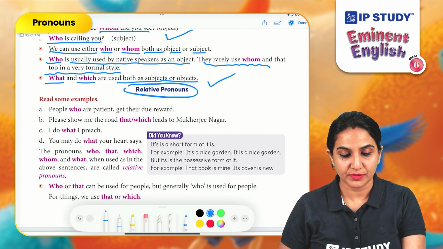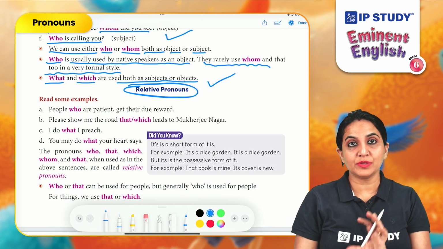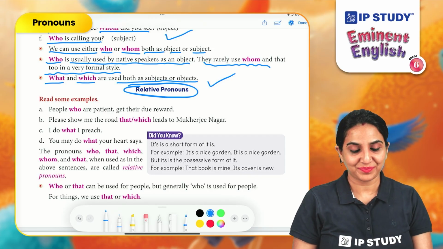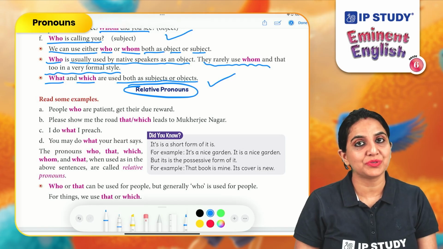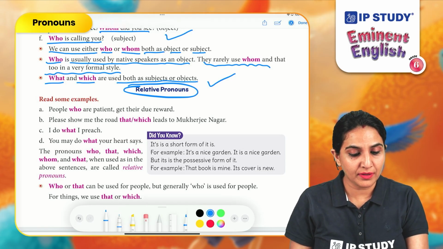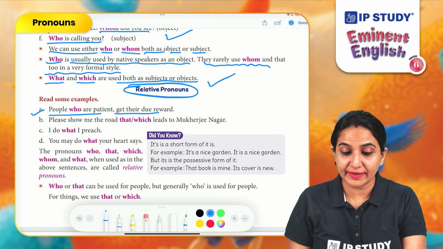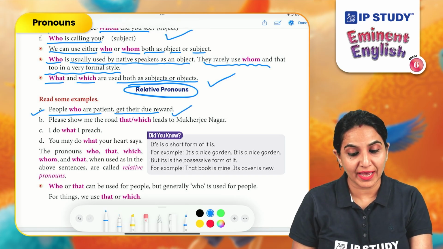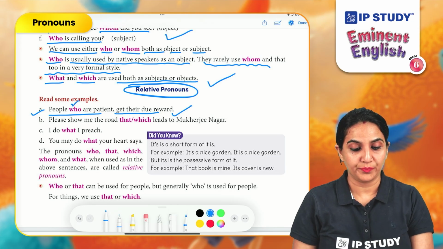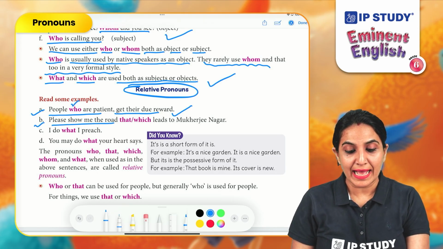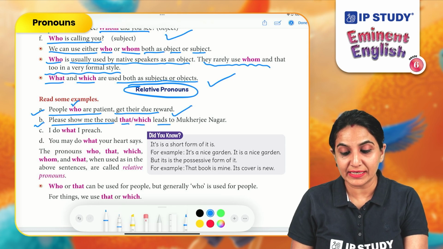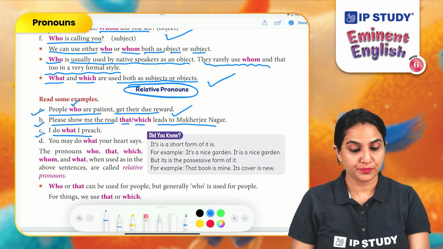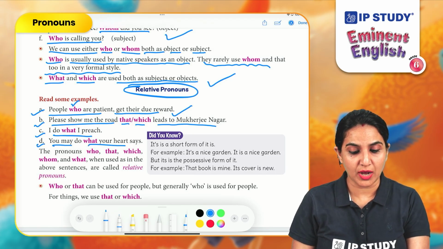Relative pronouns. Now, let us read some examples to understand relative pronouns and what kind of nouns they help us to replace. People who are patient get their due reward. Now we're talking about people who are patient, so we have used the pronoun who. People show me the road that or which leads to Mukherjee Nagar. I do what I preach. You may do what your heart says.